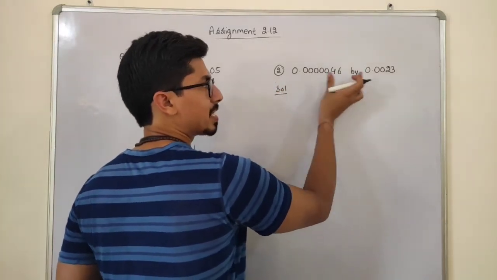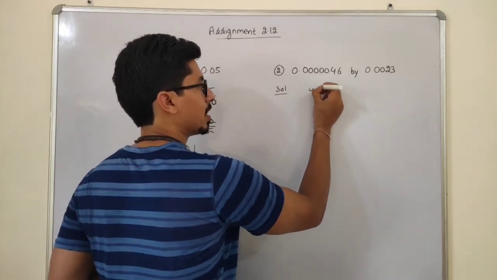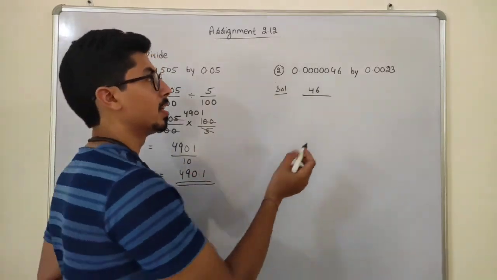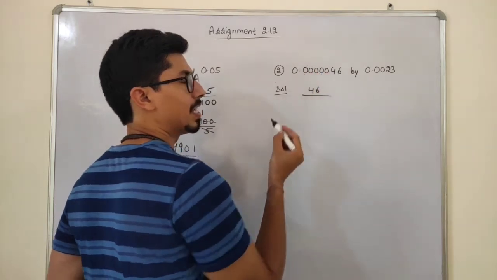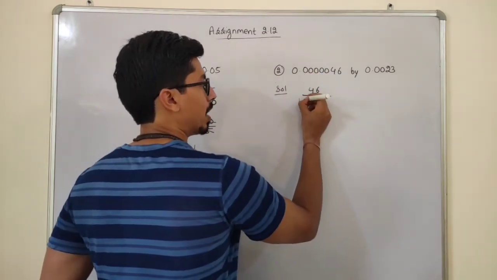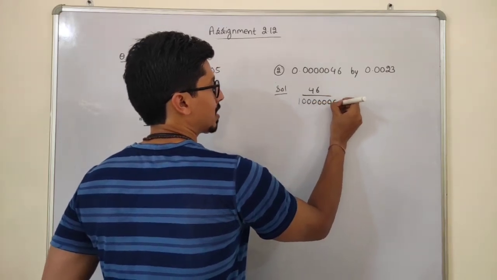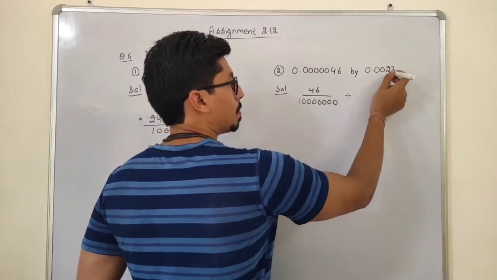Students, we have to divide this number by this number. This number can be written as 46 as it is. See, after the decimal, count how many digits there are. So 1, 2, 3, 4, 5, 6 and 7 digits are there. So I have to put 7 zeros. Okay. Now I have to divide it by this number.